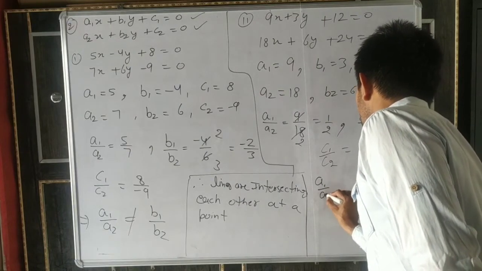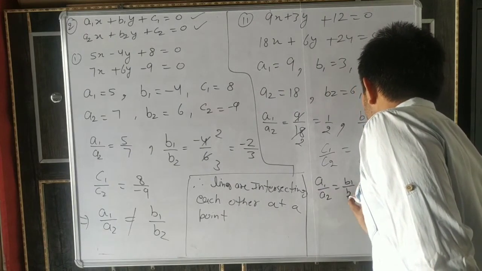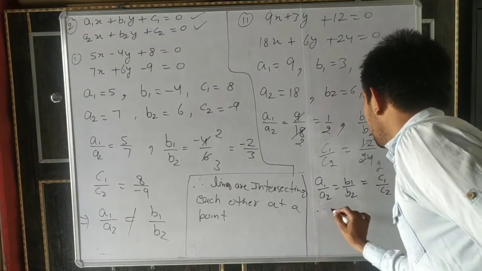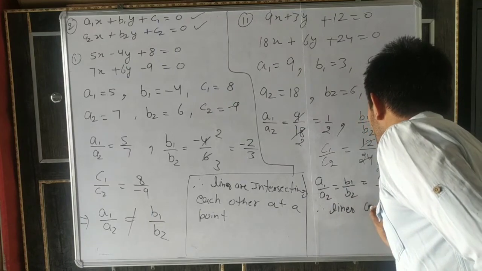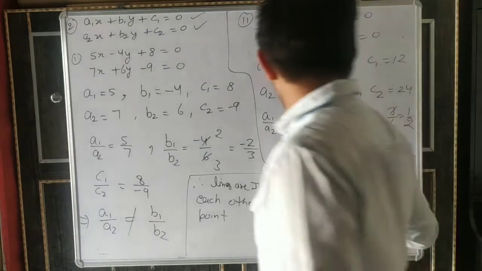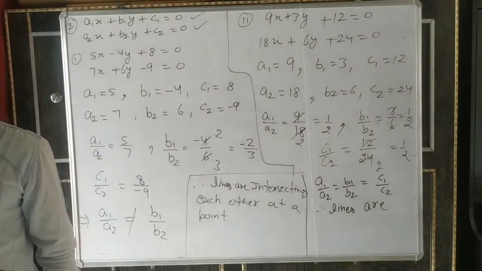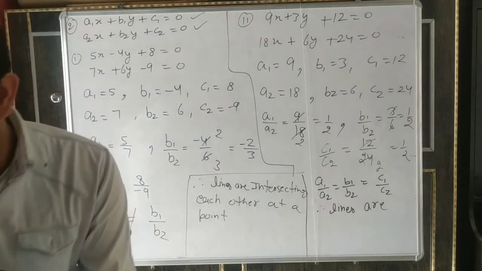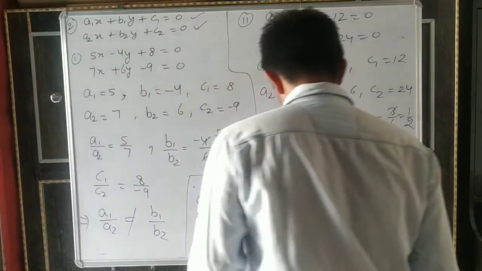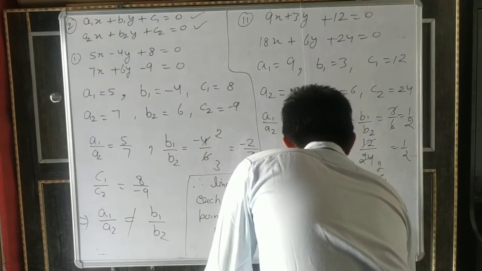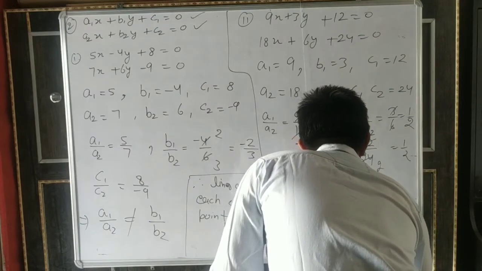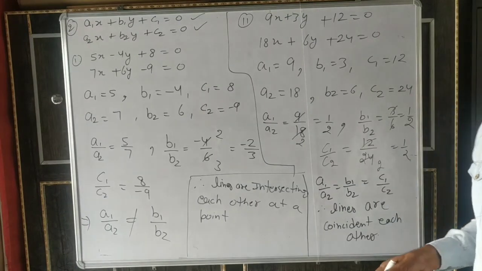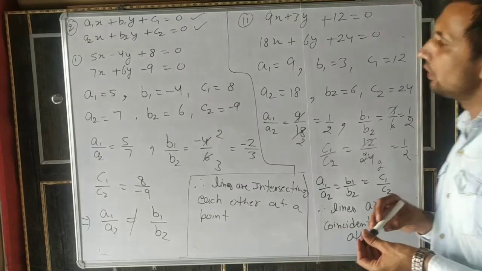So you can write A1 by A2 equals B1 by B2 equals C1 by C2. So what will we write? Therefore, lines are, if all are equal, what do we call them? Parallel lines or coincident lines? We will call them coincident lines. So lines are coincident to each other. Do it yourself. Understand it or not? In the same way, you have to write it.